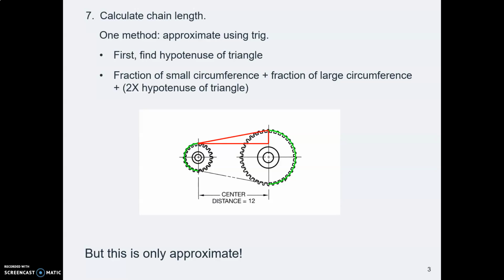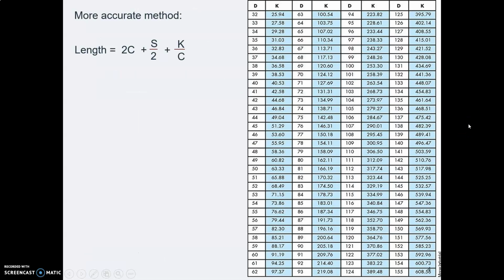Now, if you are out in the forest somewhere and you don't have access to the tables that we're going to look at, all you've got is some chain and a calculator, you could do a rough calculation with what you know about geometry. You could figure out roughly what is the half of the circumference of each of these sprockets and what is the hypotenuse of this triangle on each side, and you could approximate the chain length if needed. But that's not precise, and so what we use is this more accurate method with this weird looking formula.